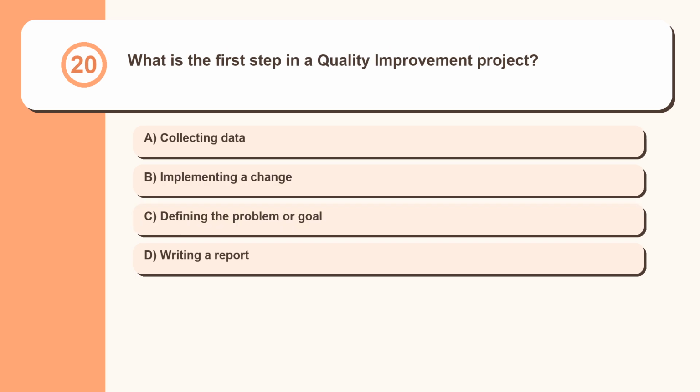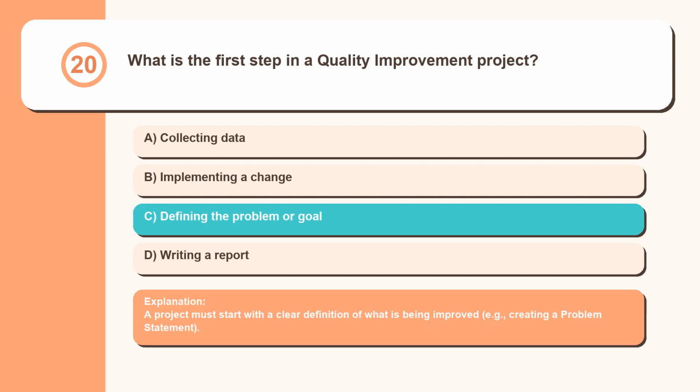Question 20. What is the first step in a quality improvement project? Collecting data, implementing a change, defining the problem or goal, writing a report. A project must start with a clear definition of what is being improved, for example, creating a problem statement.